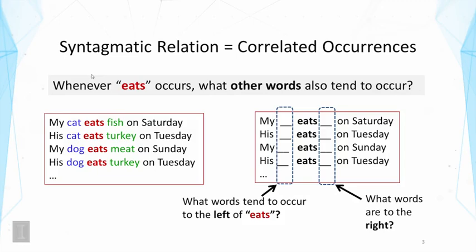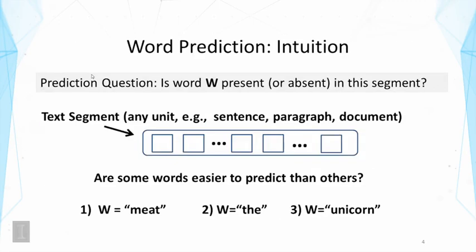But if I take them out, and if you look at the right side, where we only show eats and some other words, the question then is, can you predict what other words occur to the left or to the right? So this would force us to think about what other words are associated with eats. If they are associated with eats, they tend to occur in the context of eats. So more specifically, our prediction problem is to take any text segment, which can be a sentence, a paragraph, or a document, and then ask the question, is a particular word present or absent in this segment? Here, we can ask the question about the word W. Is W present or absent in this segment?